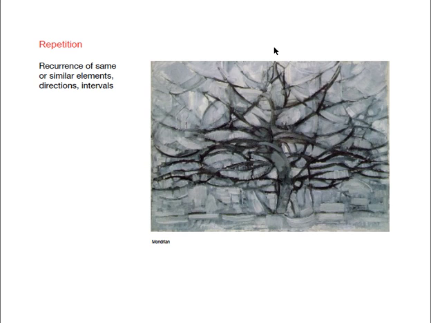In the Mondrian, what is repeated most obviously are all the curved lines, creating the sense of the tree limbs, and even the tree trunk is curved. And even though they're all going different directions, all those lines are repeated throughout. All those curves are repeated, and that establishes unity from one side of the painting to the other.